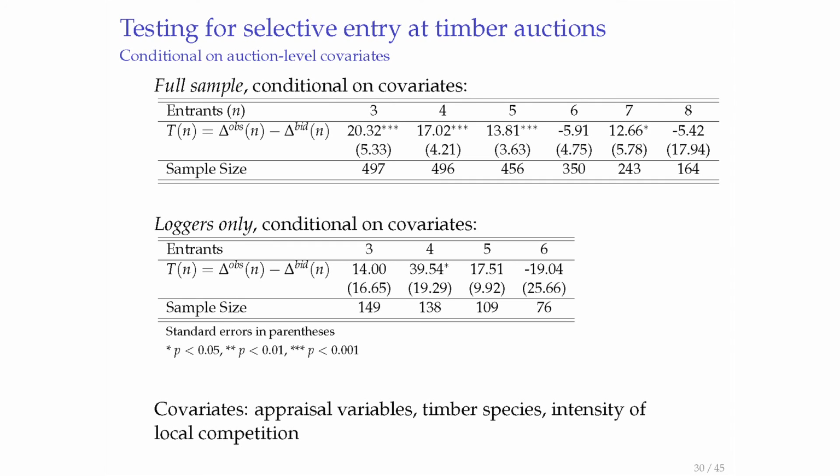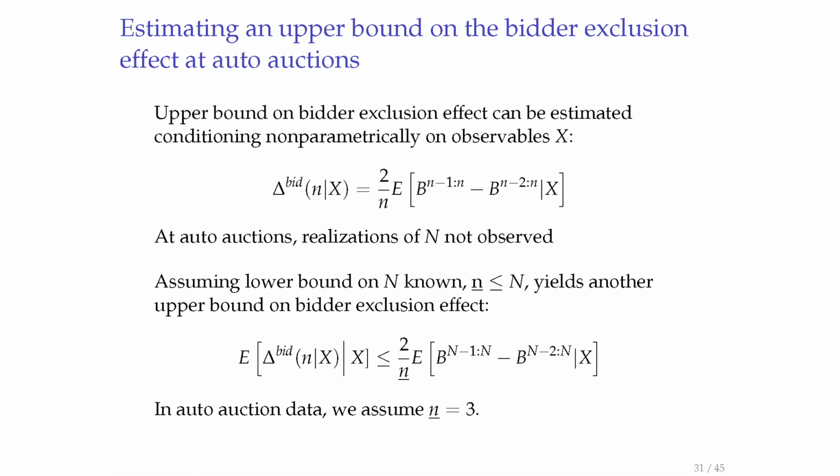We control for loggers and mills in these timber auctions, and we limit to control for some of these asymmetries, and we're no longer able to reject in as many of these auctions. This is for 3-bidder auctions, 4-bidder auctions, 5 and 6-bidder auctions. So this isn't a huge contribution in itself, the application. We're just trying to illustrate the ways you could use this tool. And then we use it with auto auctions as well.